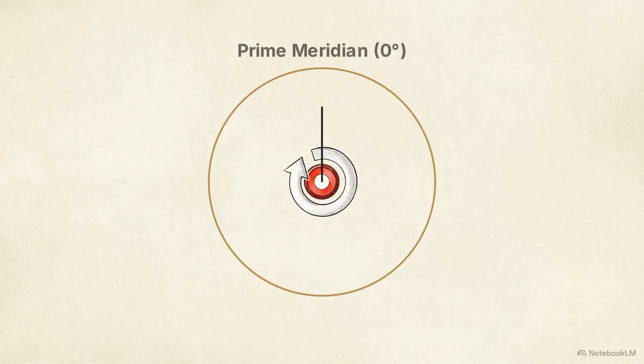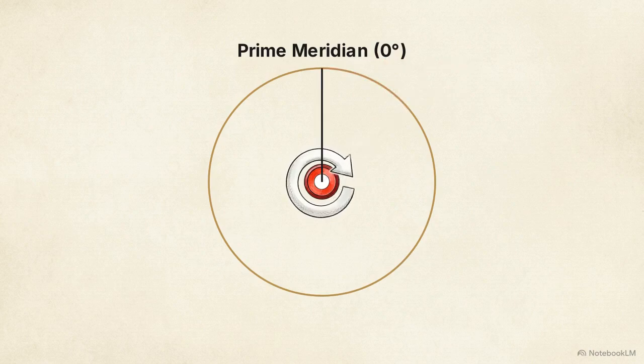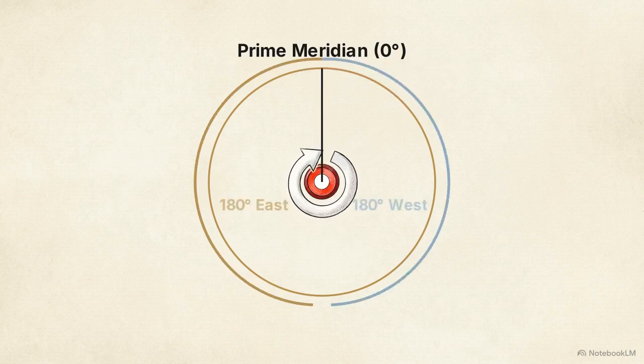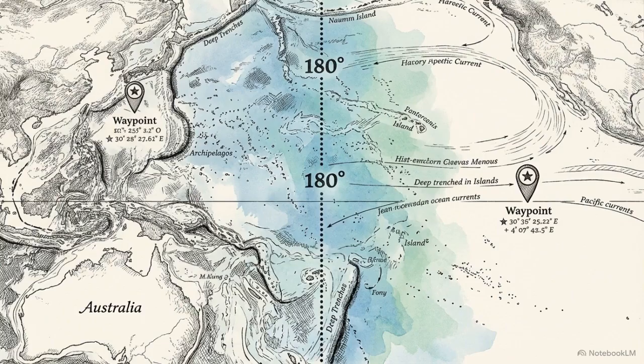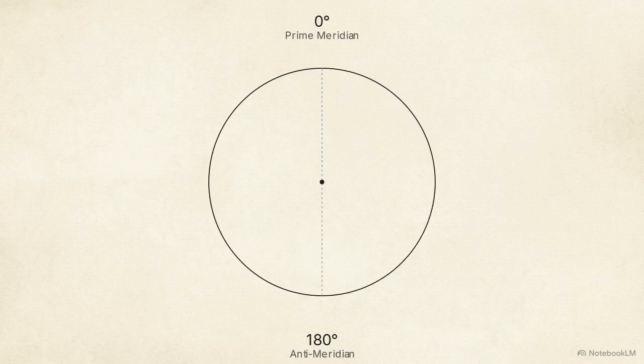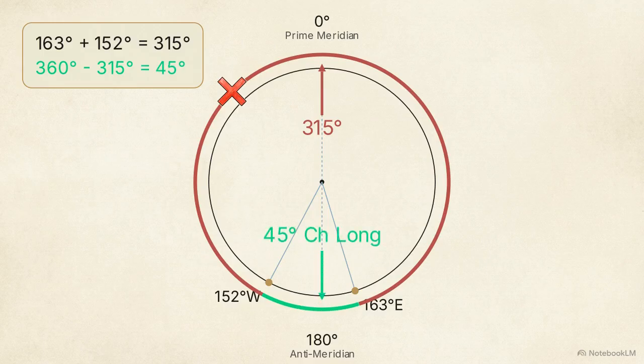It is defined strictly as the shorter arc measured along the equator from the prime meridian to your target meridian. Because it is always the shorter arc, longitude extends exactly 180 degrees east and 180 degrees west, meeting precisely at the Greenwich anti-meridian. Calculating the change in longitude between 2 points in opposite hemispheres requires checking that 180-degree boundary. Take 163 degrees east and 152 degrees west. Adding them gives 315 degrees of total arc. Subtracting that 315 from a full 360-degree circle reveals the shortest path, a 45-degree change in longitude.